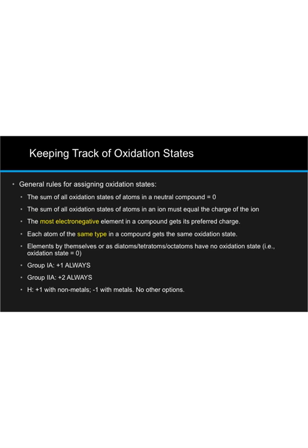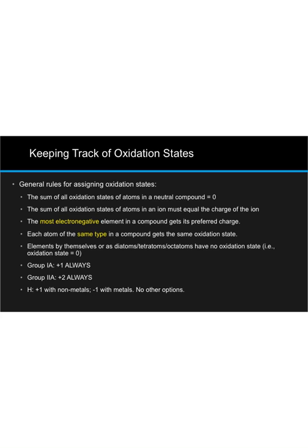We can keep track of oxidation states or oxidation numbers for everything in a molecular compound if we remember some rules of electronegativity, and that the sum of all the oxidation states of all of the atoms that make up a neutral compound are equal to the charge on that compound. For a neutral compound, that charge is 0. For ions, the sums of all the oxidation states must add up to the charge of the ion. Almost always, the most electronegative element in a compound gets its preferred charge. And each atom of the same type in a compound will almost always get the same oxidation state.